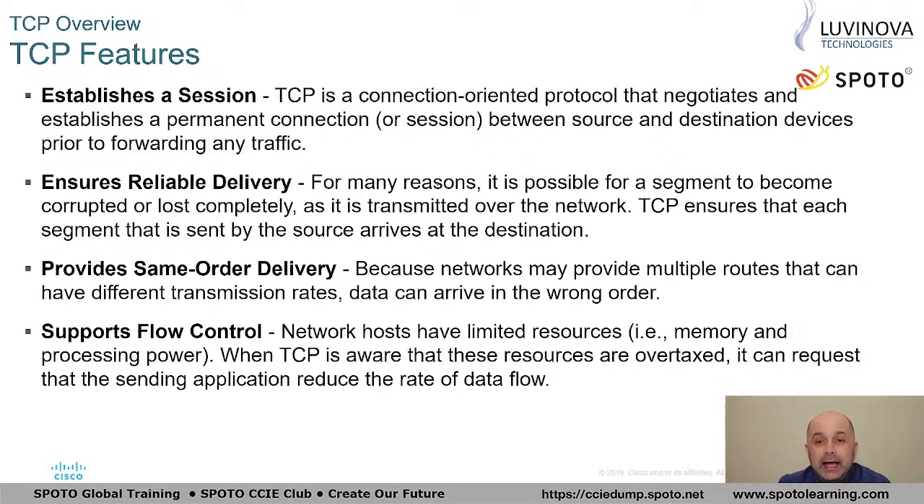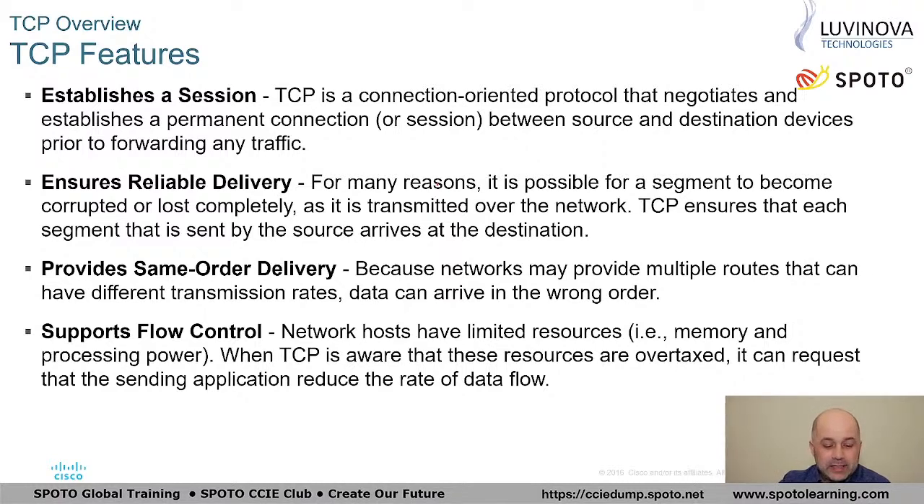Next, ensure reliable delivery. For many reasons, it is possible for a segment to become corrupted or lost completely. Many reasons for that: loose cable, cut cable, broken device, or something else. So the data can be corrupted or even completely scrapped as it's transmitted over the network. TCP ensures that each segment sent by the source arrives at the destination. If the data has been scrapped or lost, the source will send it again.